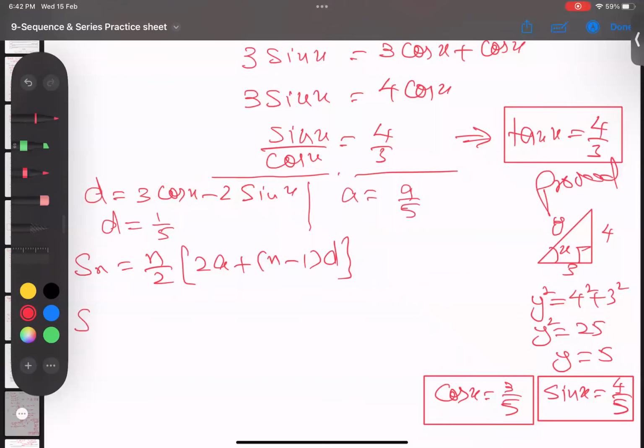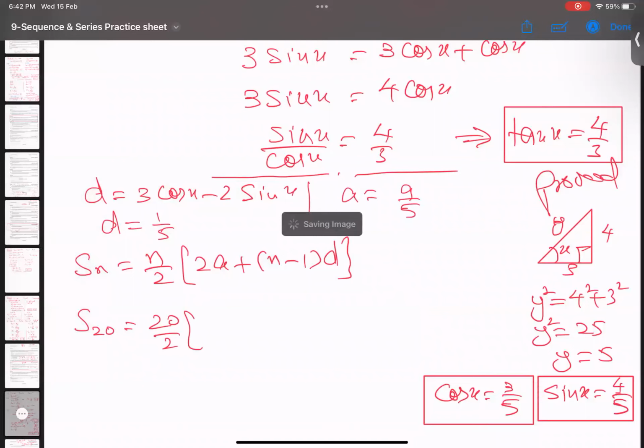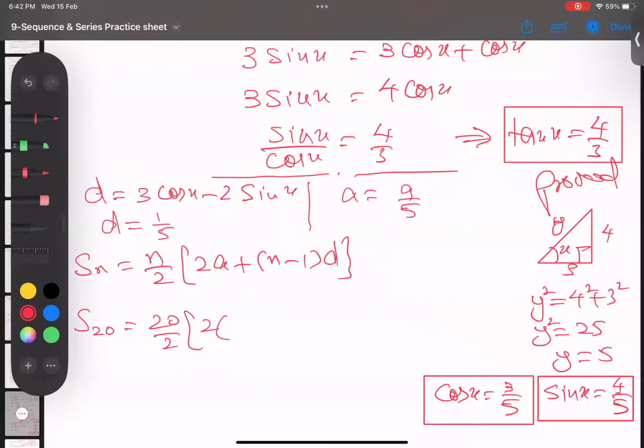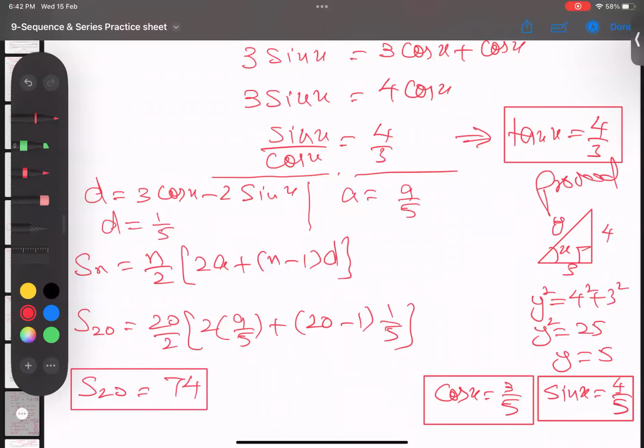Now just plug in the values. 20 terms, so n is 20. 2 times 9 over 5, and 20 minus 1 times the common difference, which is 1 over 5. So let's see how we can get the answer. 10 times, in the bracket, 2 nines are 18 by 5 plus 19 by 5. So let's see, the answer is coming 74. So the sum of the 20 terms is coming 74. I hope the point is very clear.